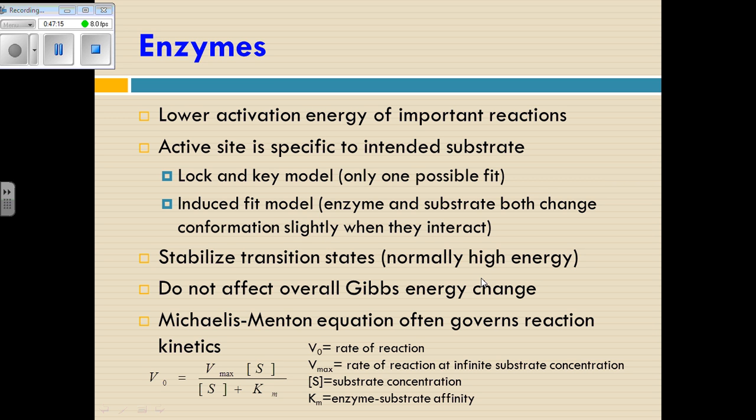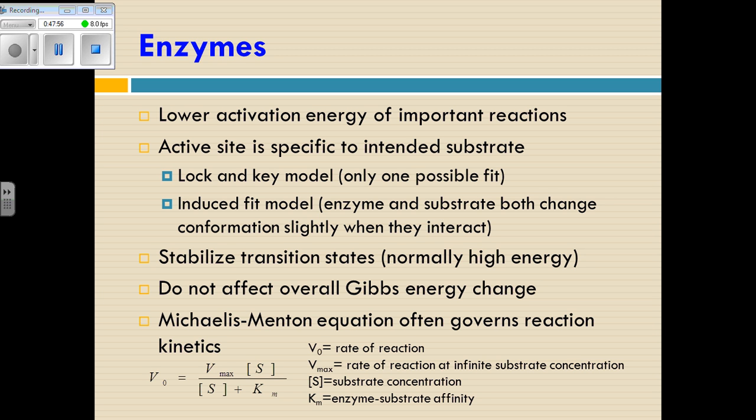Okay, the last thing to know about enzymes is enzyme kinetics. How well is an enzyme going to work with a particular substrate? The Michaelis-Menten equation is what we usually use to govern the reaction kinetics. Basically, the rate of the reaction is equal to the maximum rate of reaction, so if you had an infinite amount of the substrate, how fast would the reaction go? Then you multiply that times the substrate concentration, how much substrate you actually have. And that's divided by the substrate concentration plus the enzyme substrate affinity, the Km, the Michaelis-Menten constant.